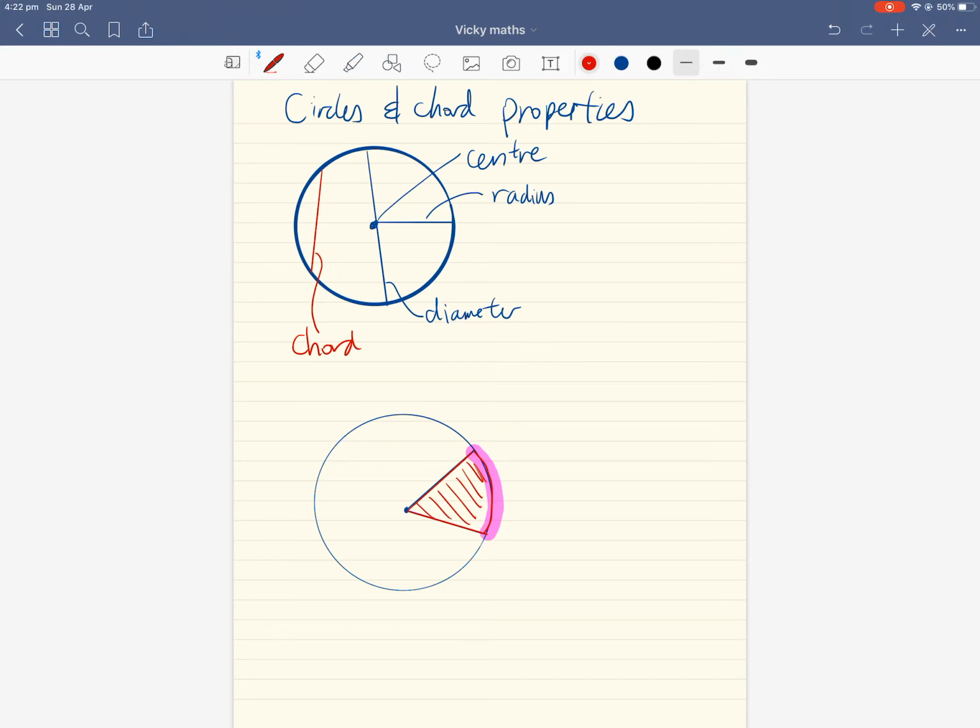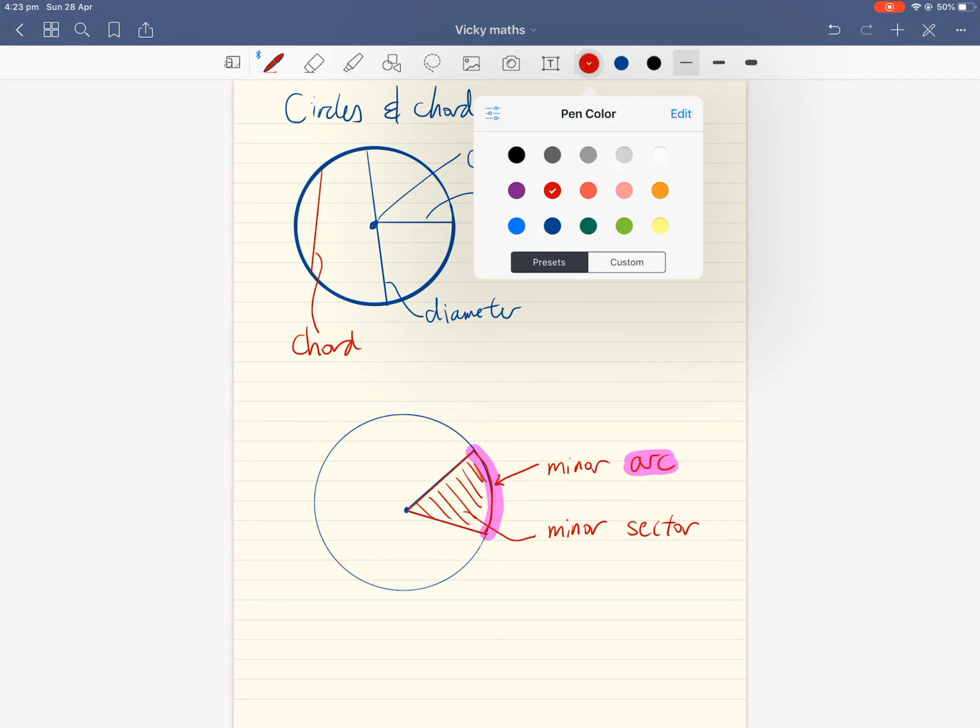Now, if your slice of pizza is less than a semicircle, which is half a circle, then it's called a minor sector. And if the crust of a circle is less than a semicircle, then it's called a minor arc. So this red slice here is called a minor sector. Sector, it's a slice of your pizza. Minor because it's less than a semicircle. Whereas your crust, your edge here, is called a minor arc. Arc means it's your crust or your edge. Again, minor means it's less than a semicircle.